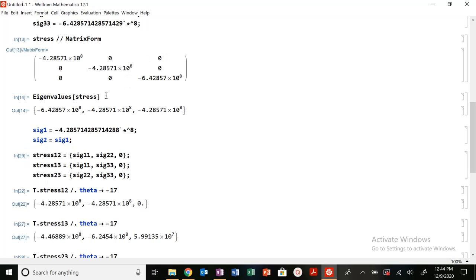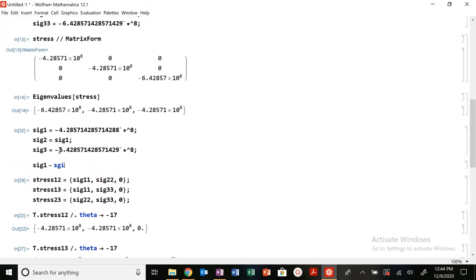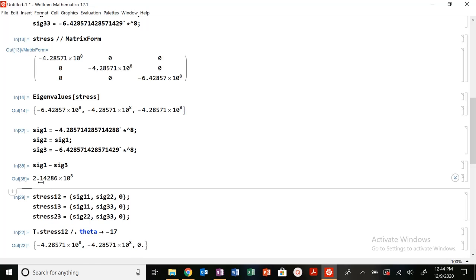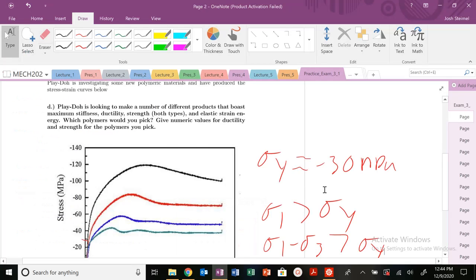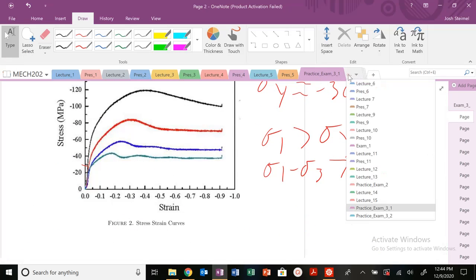So again, remember, the least negative, the largest of these values, and then sigma 3 is going to be this one right here. So sig 3 is equal to this right here. So sig 1 minus sig 3, that is going to be 200 megapascals, so that will be larger than that value, so that will yield as well. And let's look at sigma effective.